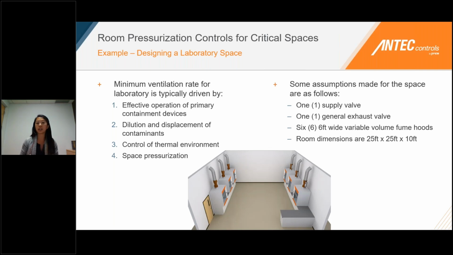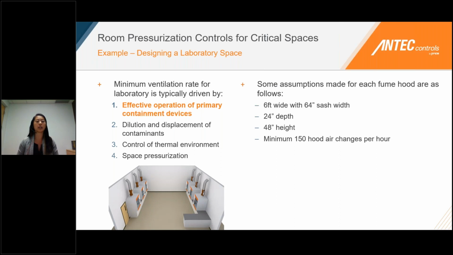So we're going to take a look at an example lab here that's got one supply, one general exhaust, and 6 variable air volume fume hoods. And what we're going to do is calculate the airflow requirement for each of these conditions. And then we're going to put that into a balancing table, balance out our room to determine what the airflow valves and the sizes are that are required in order to meet each of these conditions.